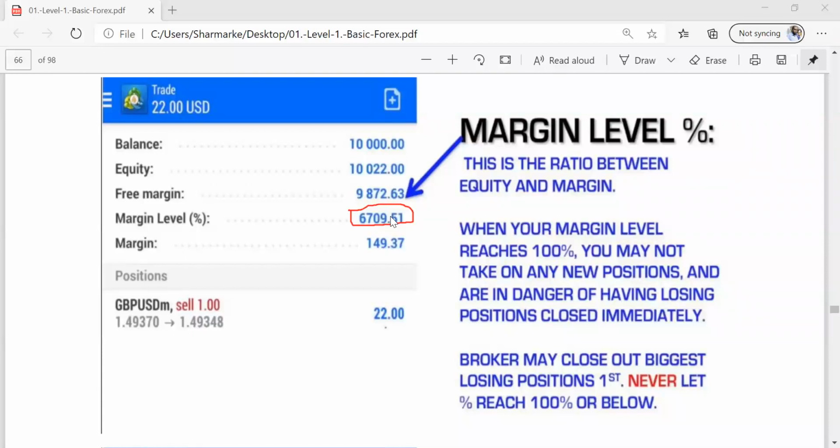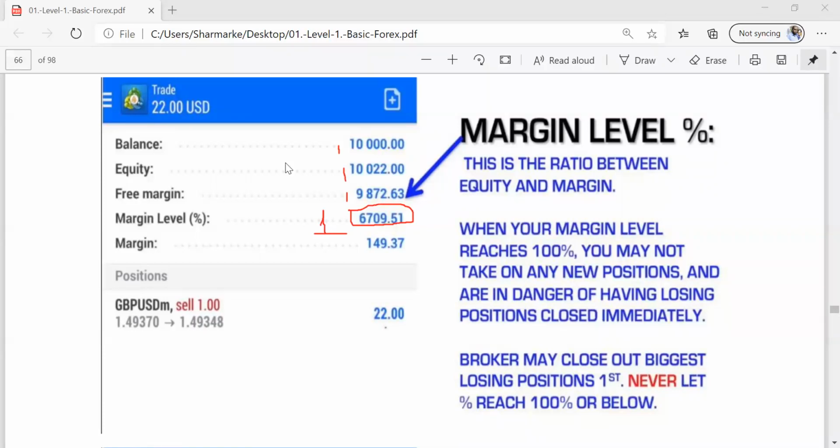The brokers usually close some positions when the margin level percentage goes down. Here the broker might close out the biggest losing position first. Never let the percentage reach 100 or below. If you are going to trade in the future, please always remember, the margin level percentage is number one. It's where the broker will get alarmed that this guy's balance is going down and he's losing a lot of money.